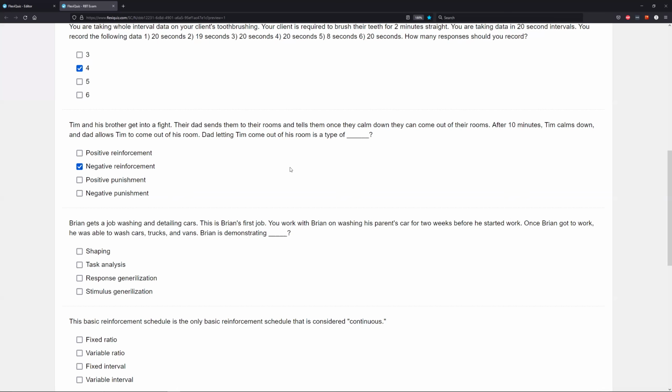If, let's say, your client gets out of doing work, they escape from work, well, they've been negatively reinforced for the behavior that got them out of work. Tim is being negatively reinforced by coming out of his room. He's escaping this timeout or whatever Dad considers this procedure. It's not positive or negative punishment, because we want to increase Tim's calming down. We don't want to punish Tim calming down. We want to increase that. So Dad letting Tim come out of his room is a type of negative reinforcement.